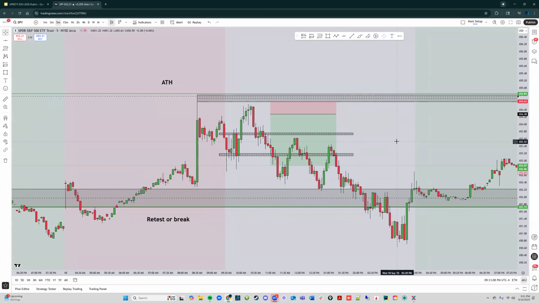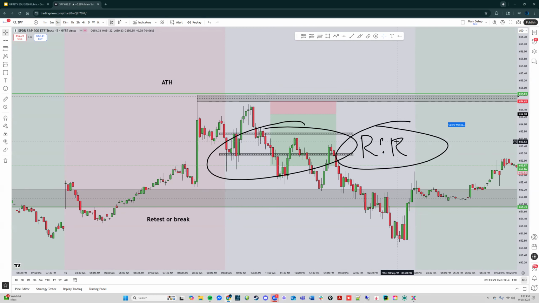But there's 4 setups that can happen. We can either break out, retest, we can either reject, we can either bounce, or we can break down, retest, and then go lower. Those are the 4 setups that are possible in this scenario. The reason we don't take trades in the middle is because your risk to reward is going to get screwed up, and this is the number one thing that you need to focus on as a trader.